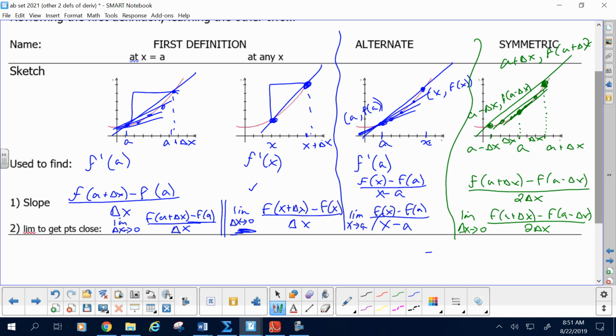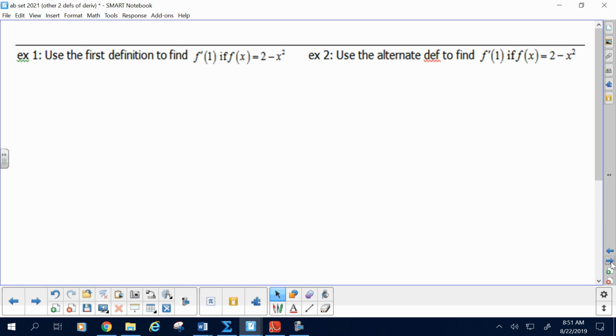Okay, now then, let's do a little compare and contrast. Say I wanted to find the derivative of 2 minus x squared at 1. I could do that two ways. I could say I'll use the first definition. You've got to use that actually three ways. I could use the first definition. I'll come back and I forgot to mention something else. Or I could use the alternate definition because they both do derivative at a point.